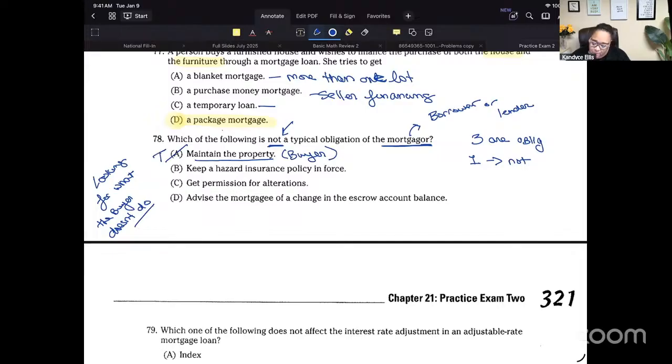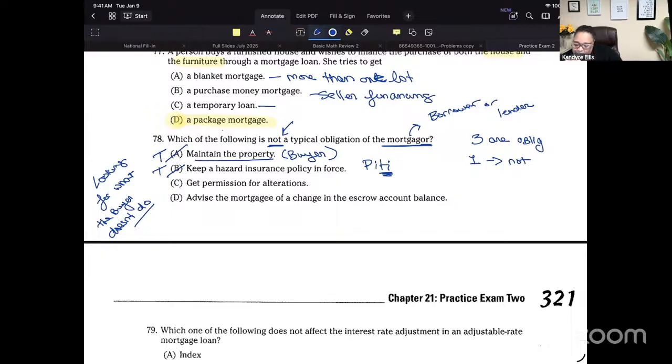That's a true. Who has to keep a hazard insurance policy in force? The buyer. The buyer, that's what we got that PITI for, right? The buyer has to have the T and the I. They take the taxes, they take the insurance, they put them in an escrow account, because again, the bank wants to make sure their investment is protected.